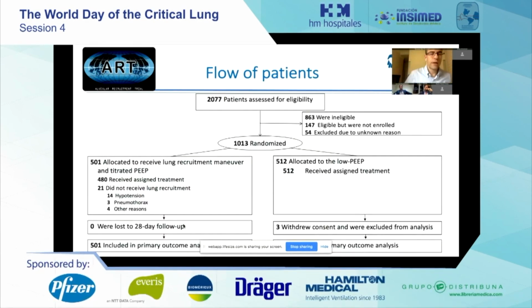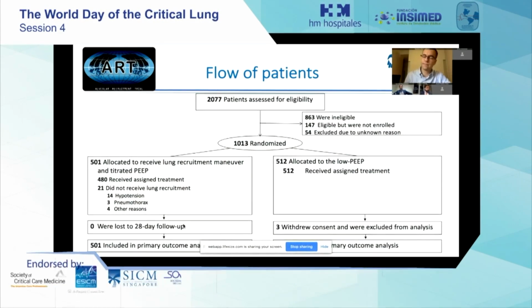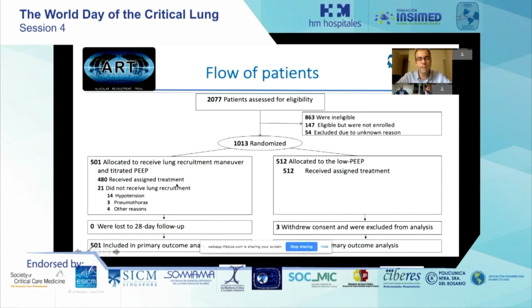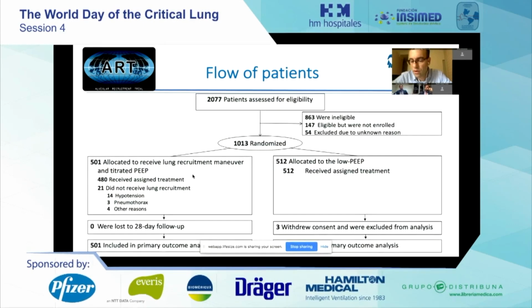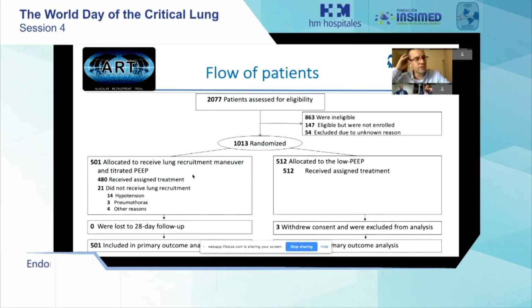So we have conducted a randomized controlled trial where we included 1,013 patients with moderate to severe ARDS. It's important to highlight that those patients, before being enrolled, needed to be ventilated for at least 3 hours under a standardized mechanical ventilator protocol. We used the ARDSNet protocol with low PEEP and low tidal volume, and we collected blood gases at standardized PEEP and FiO2.